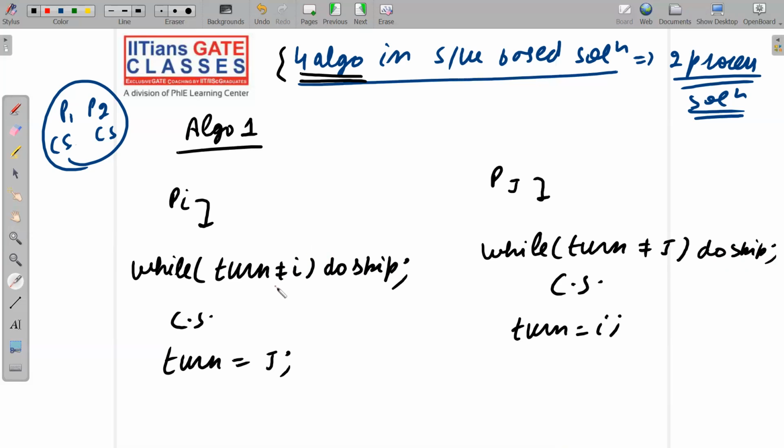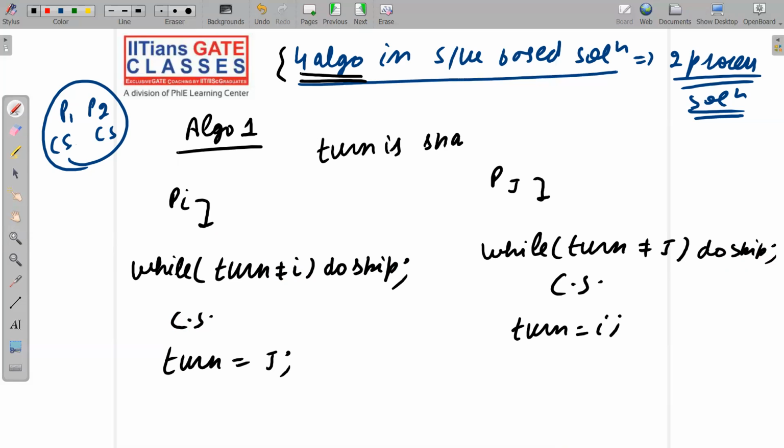Directly they will apply a semicolon. Semicolon means control will not go into the CS, it will keep on rotating here itself. So I hope I have made this point clear to everybody. And here they will properly say that turn is a shared variable.